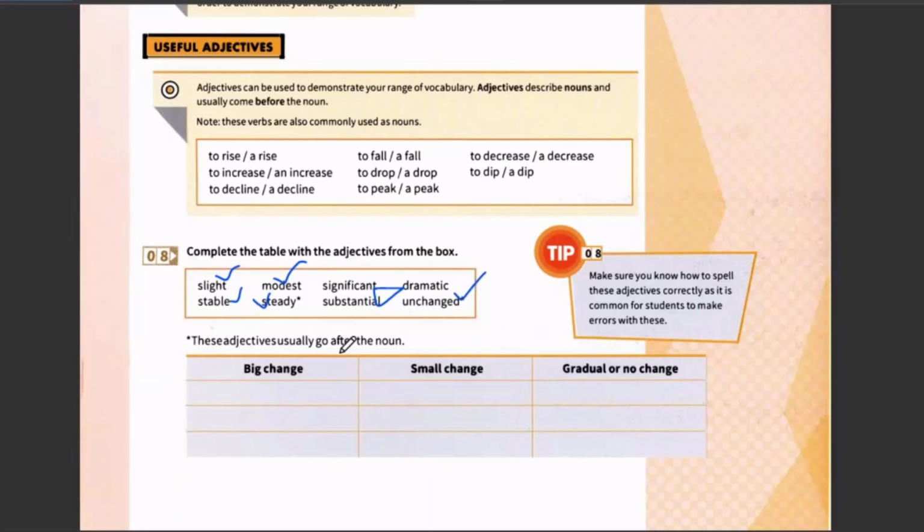Stable should not be used in big change because stable actually represents a state where it's not moving that much. The graph is not moving up or down. It's at a point where it doesn't move. It is unchanged. That is why stable, steady, and unchanged go with gradual or no change. Okay, so clear: for big changes, we use significant, substantial, and dramatic. For small changes, we use slight and modest. And for gradual or no change, we use stable, steady, and unchanged.